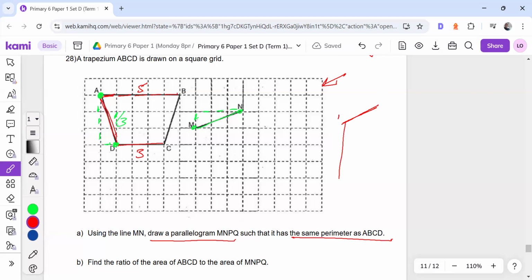So you have the MN given to you already. You should be sketching what you want to draw, something like this. Once you have sketched, then you do the real thing. So let's do the real thing. Can we draw these two sides, which are opposite and equal?